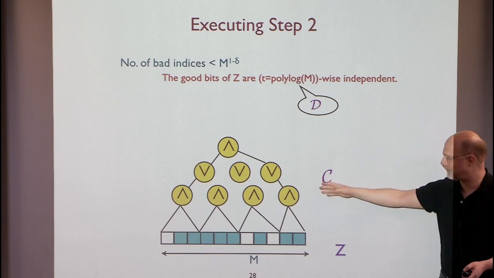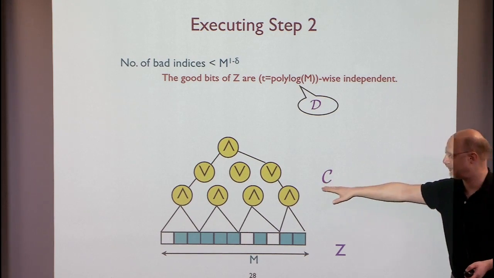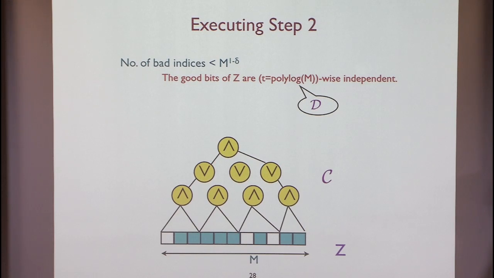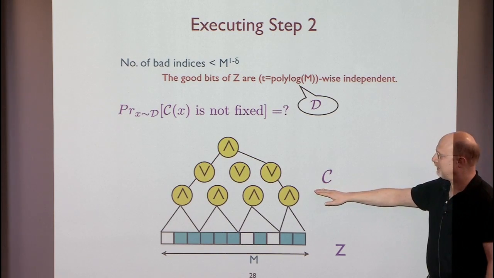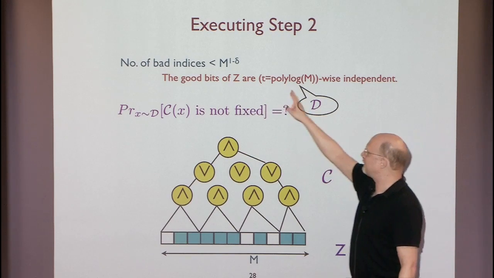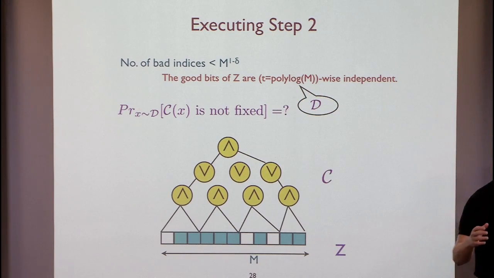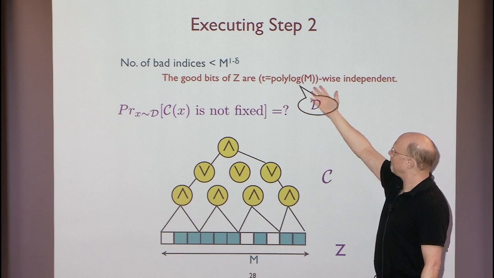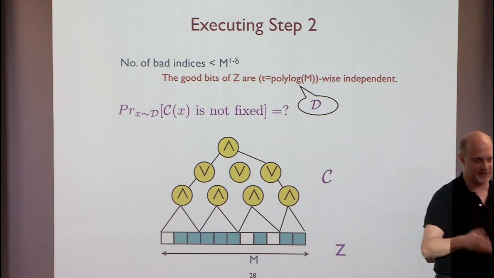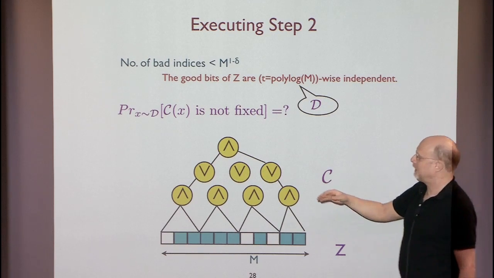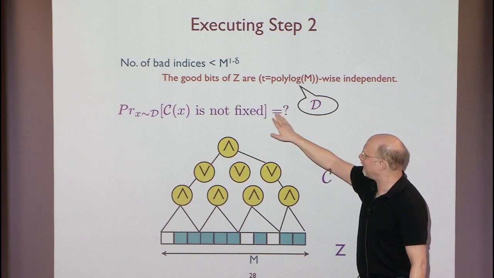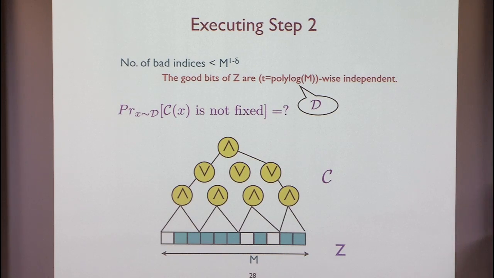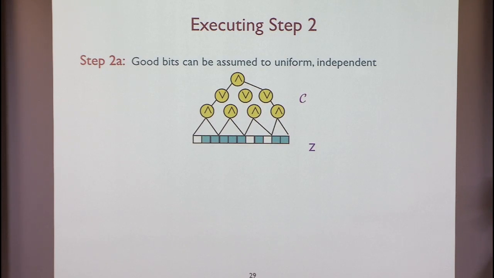And we're going to extract from this by using some sort of function. We'll think of it as a circuit C that we'll design explicitly. What we're going to want is that when we sample the good bits x, the function is fixed with high probability. Because the good bits are going to be uniformly random, and polylog-wise independent, we'll see, is enough to get what we want. We want the probability that C is not fixed to be small. The probability that it's fixed should be very high.